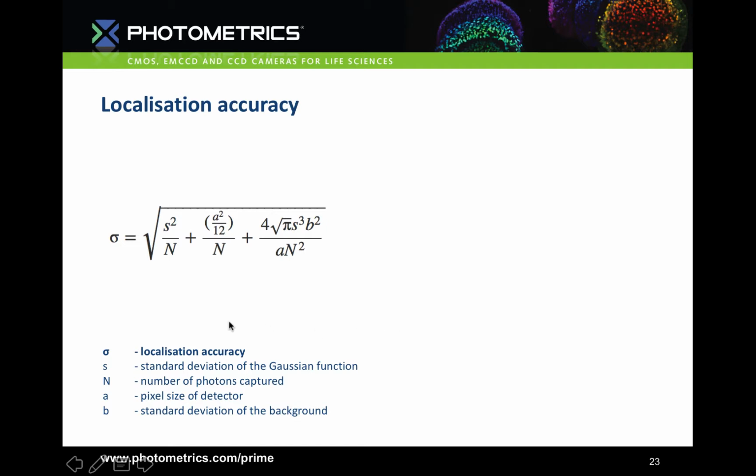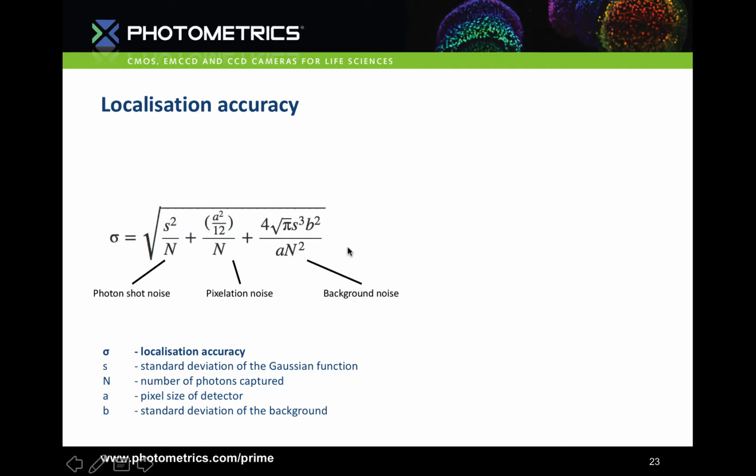Localization accuracy is determined by this equation, where sigma is localization accuracy, S is the standard deviation of the Gaussian function, N is the number of photons captured, A is the pixel size of the detector, and B is the standard deviation of the background fluorescence. The first term on the right-hand side of the equation represents photon shot noise, the second term represents pixelation noise, and the third term represents background noise from the sample.